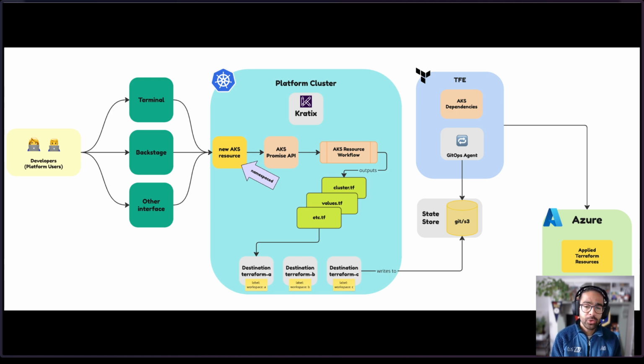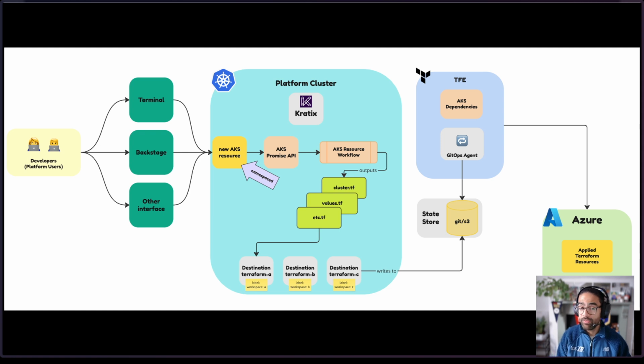And what Kratix will do is kick off the workflows. So the resource create workflow, the first configure workflow, sorry. What those workflows will do is, again, anything that is required by your organization to deploy a new AKS cluster. Here, for the sake of example, what we're going to generate is a few Terraform files. So we generate a cluster.tf, we generate values.tf, and some other Terraform files. So we generate a bunch of Terraform files, and in here we have 2 options.